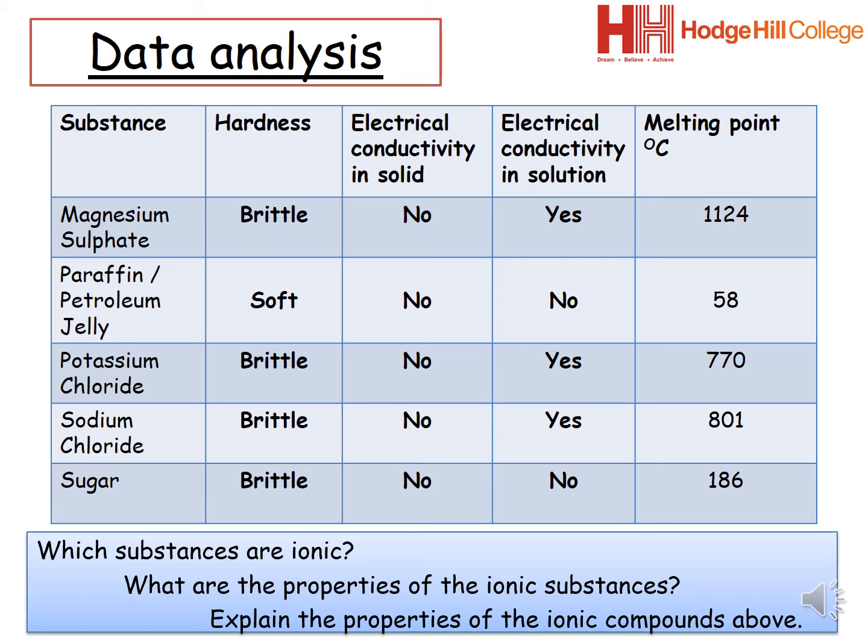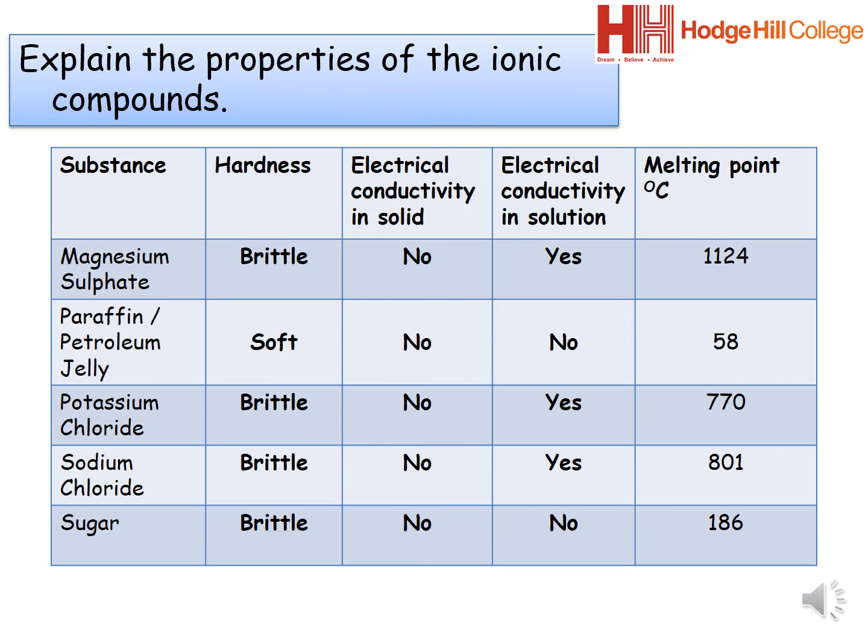Now, we should be able to explain the properties that we've just described. We should be able to explain the properties of ionic compounds. The first property that we'll be looking at is hardness. If you look at the compounds that are ionic, they're all brittle. They're hard, but they're brittle.